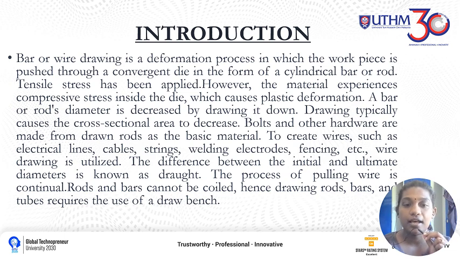Bolts and other hardware are made from drawn rods as the basic material. To create wires, electrical lines, cables, strings, and welding electrodes, wire drawing is utilized. The difference between the initial and ultimate diameters is also known as the draft. The metal forming process of wire and bar drawing is pulling through continual rods and bars, which cannot be coiled. Hence, the drawing of rods and bars into a tube will require the use of a drawbench.